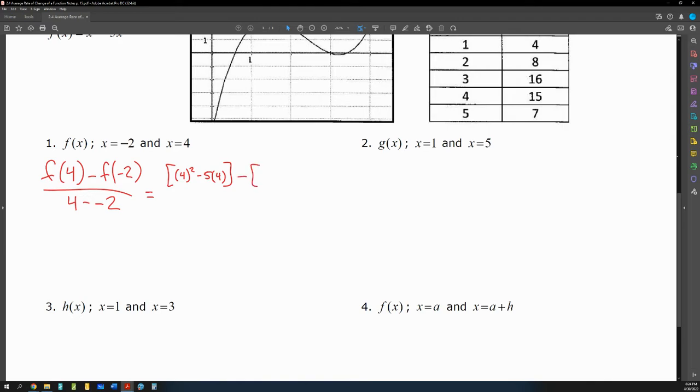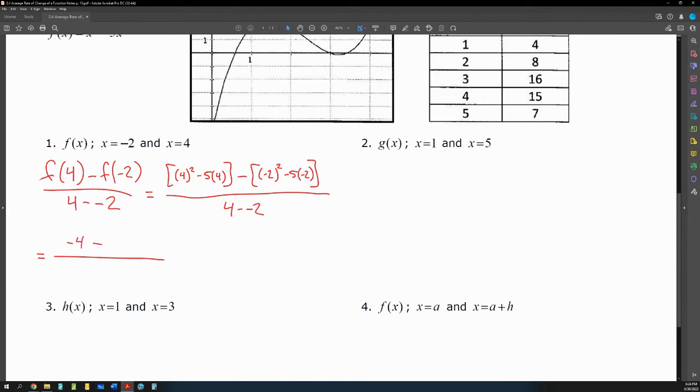minus f of -2. So we're going to plug in -2 into the equation. So we have the quantity -2 squared minus 5 times the quantity -2. And so we have this first grouping is f of 4. The second grouping is f of -2. And that's all over 4 minus -2. Okay, careful with those double negatives. Okay, so now this first grouping we're going to evaluate. This first grouping, we have the quantity 4 squared minus 5 times 4. So 16 minus 20 is -4.